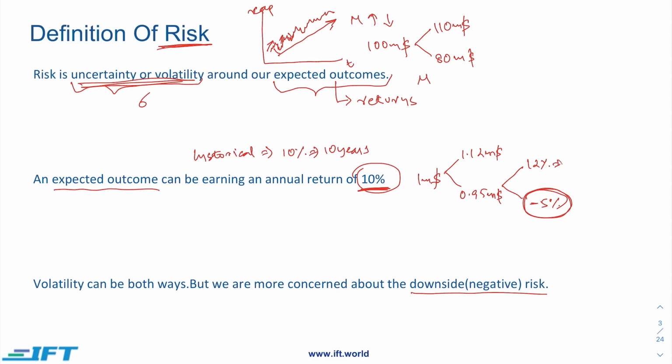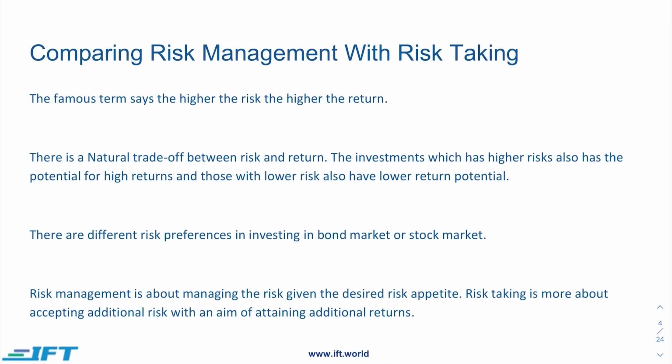Of course, if it goes up to, let's say, 15% to 20%, we will be more than happy if we are having an upside risk, if our outcome is more than what we initially expected. But we are concerned about the losses. So risk management is more about managing the risk, the negative outcomes that we can face while investing in the financial market or while operating in the banking sector in the corporate world.